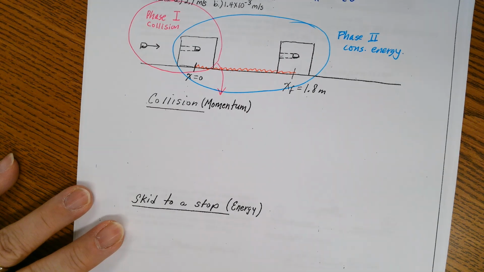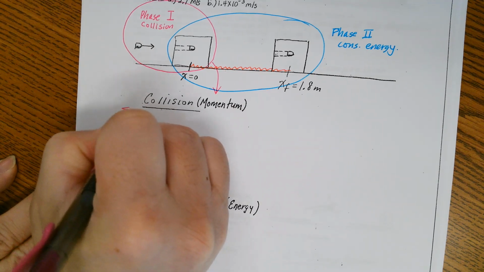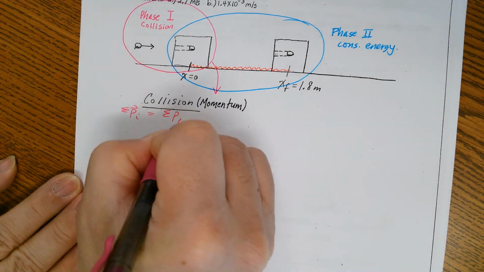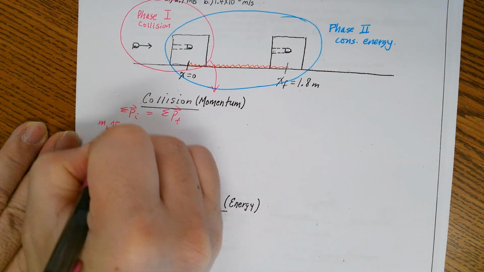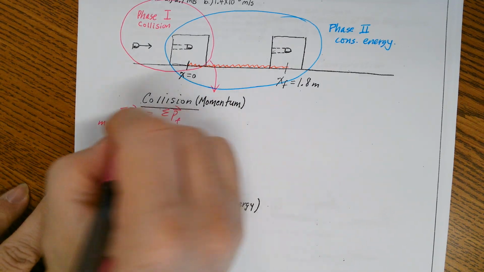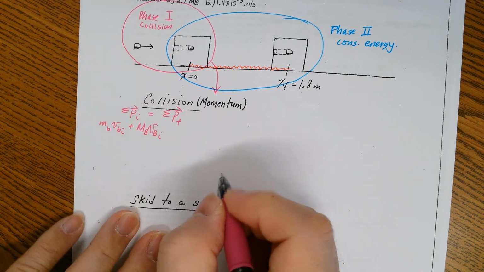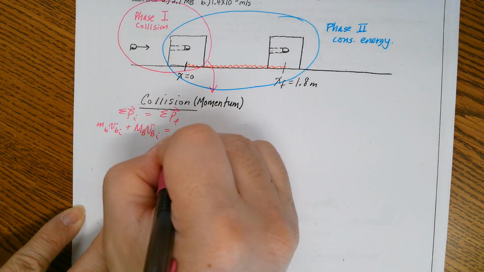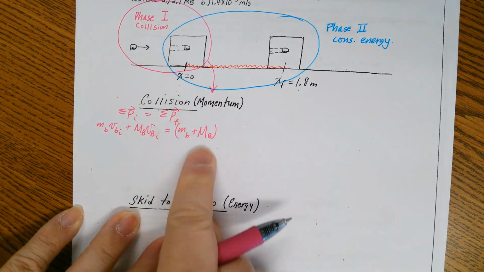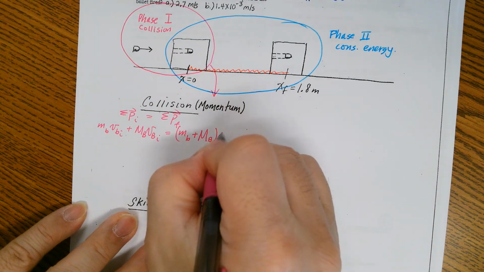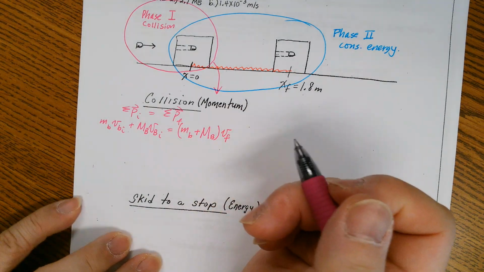All right. So here, for conservation of momentum, the sum of all momentum initial must equal the sum of all momentum final. Initially, I have the mass of the bullet times the velocity of the bullet, plus the mass of the block times the velocity of the block, initial, must equal the mass of the bullet plus the mass of the block, because they become one now, times the V final of the whole system.